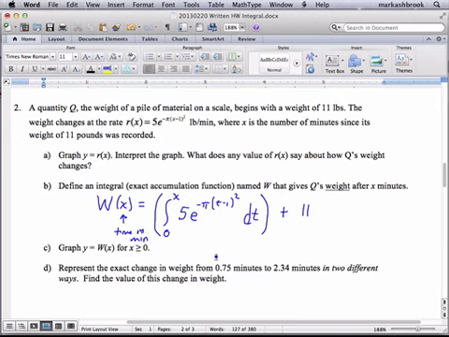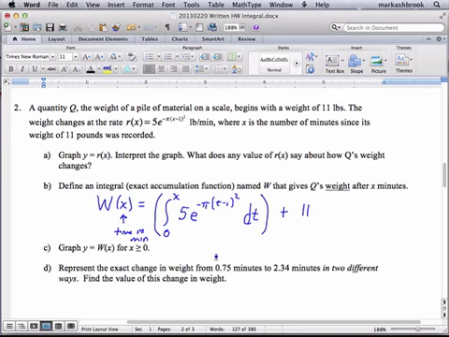Okay, questions on that? Does it make sense? Okay, how do we say this? We say the integral, so this is the weight, the accumulating weight function, is the integral from 0 to x of r of t dt plus 11. So again, the integral from 0 to x, r(t) dt plus 11.